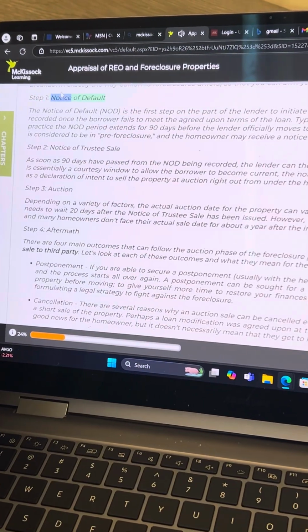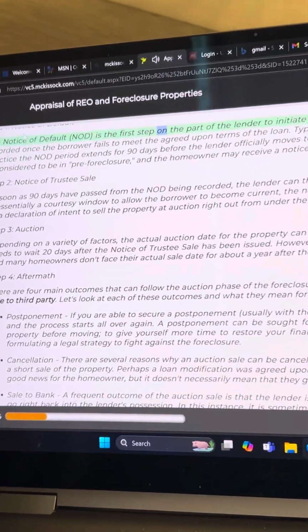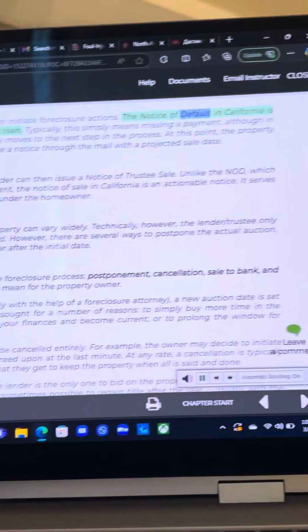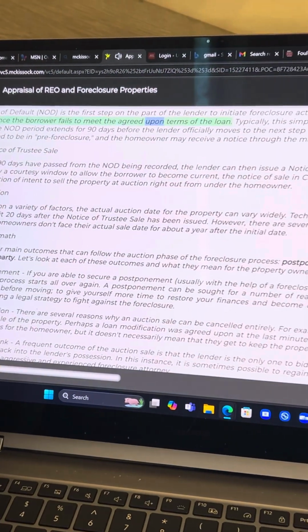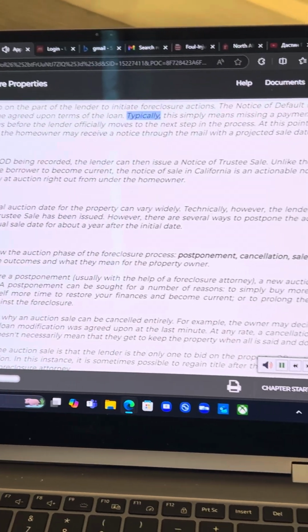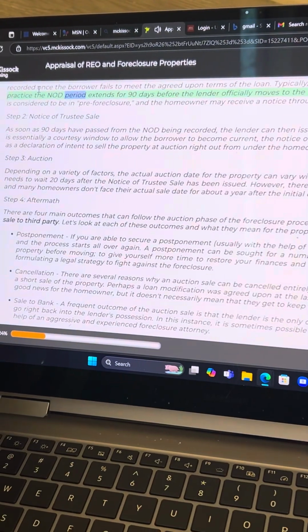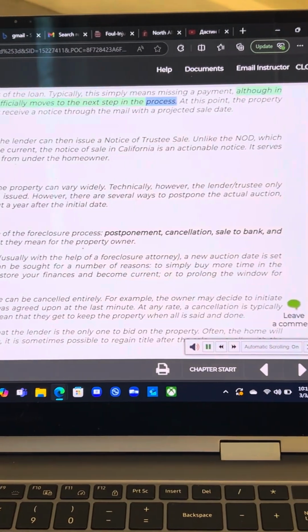Step 1. Notice of Default. The Notice of Default, NOD, is the first step on the part of the lender to initiate foreclosure actions. The Notice of Default in California is recorded once the borrower fails to meet the agreed-upon terms of the loan. Typically, this simply means missing a payment, although in practice the NOD period extends for 90 days before the lender officially moves to the next step in the process.